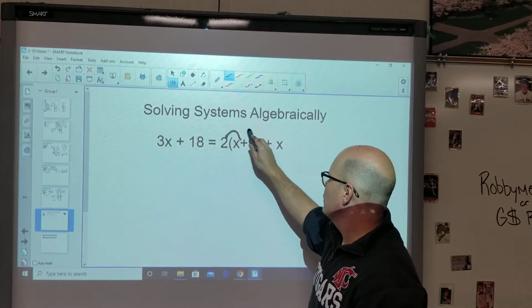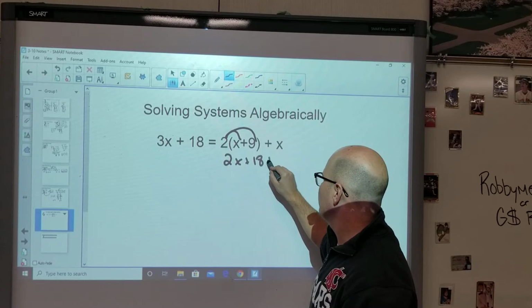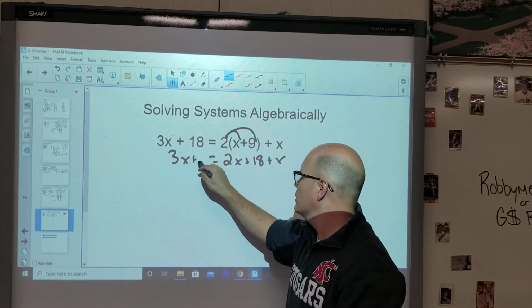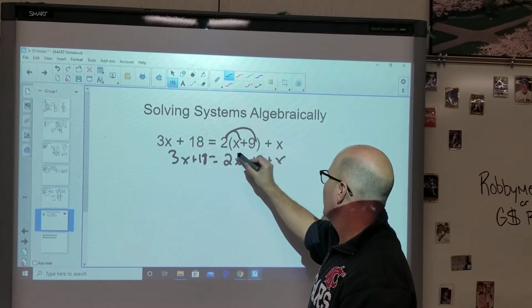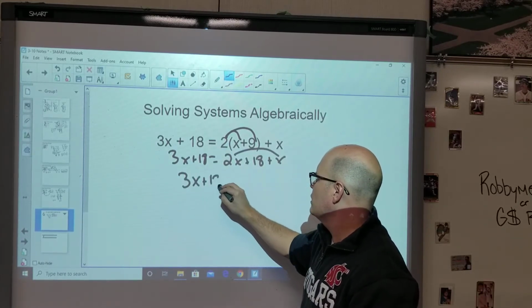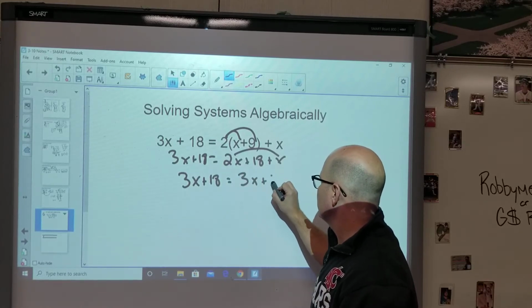So I'm going to distribute and get my 2x plus 18 plus x equals 3x plus 18. And I'm going to combine my like terms. So now I have 3x plus 18 is equal to 3x plus 18.